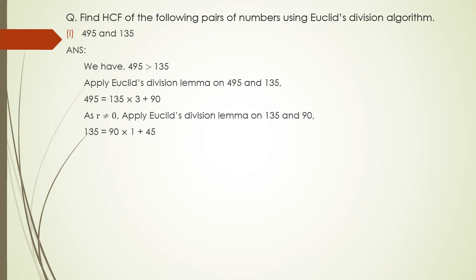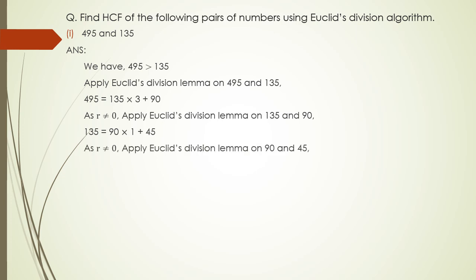Here 135 is our dividend, which was the divisor of the previous step. 90 is our divisor, which was the remainder of the previous step. Quotient has come 1 and remainder is 45. Once again you can see that the remainder is not equal to 0. So once again we apply Euclid's division lemma on 90 and 45. 90 is the divisor of the previous step, while 45 is the remainder of the previous step.